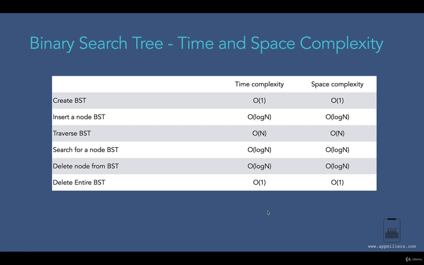Now at the end, deleting the entire binary search tree takes O(1) time complexity, because in this case we are just setting root node to null, so it's not a time consuming operation. And the space complexity is also O(1), because in this case we are just deleting all nodes from the memory.